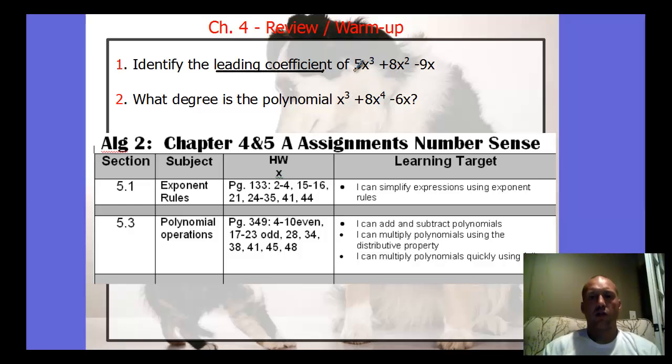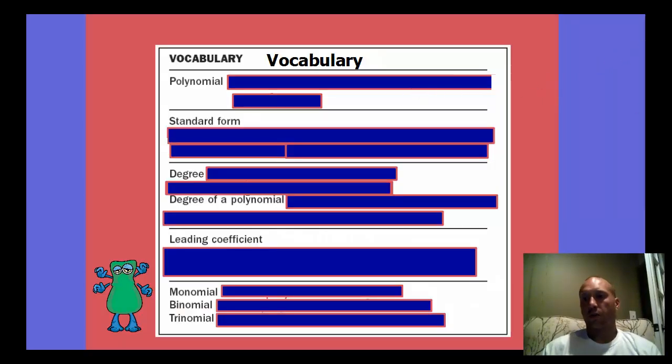Leading coefficients we've talked about in math for a while now. We should realize the leading coefficient is the coefficient that's being multiplied to the variable with the biggest degree, so the biggest exponent. So 5 would be the leading coefficient. What degree is the polynomial? The degree of the polynomial is not the first exponent, it's the largest exponent here. So this is degree 4.